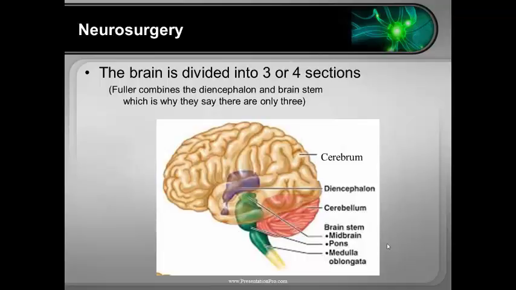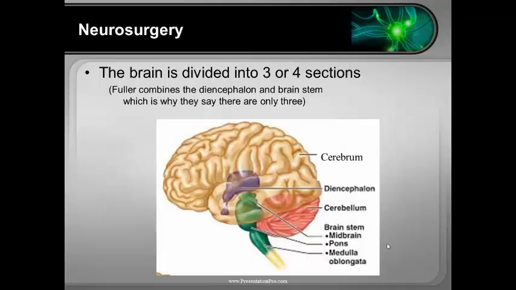This next slide will briefly cover the sections of the brain. Be aware, Fuller describes the brain as 3 sections, and Memler's describes it in 4 sections. We're going to lean towards Memler's description over Fuller this time because the diencephalon is a very important structure, and I don't want you losing track of it by combining it with the brainstem like Fuller does.